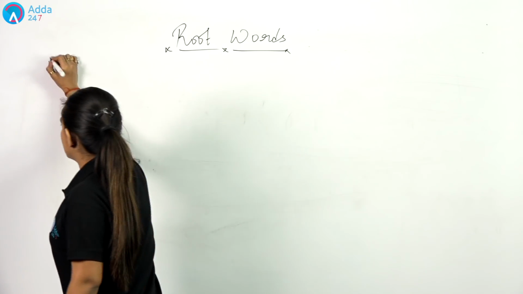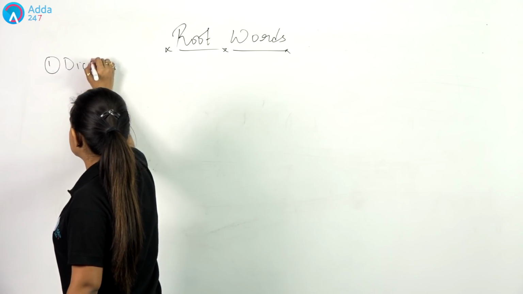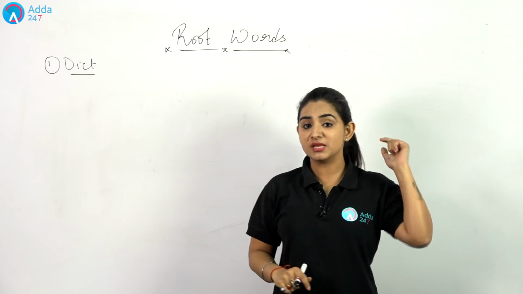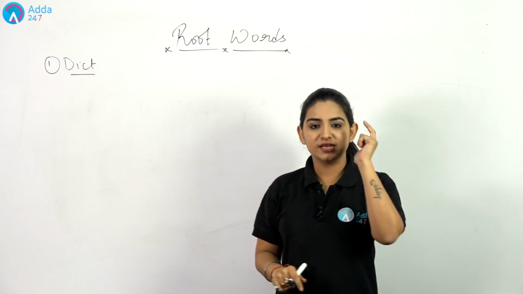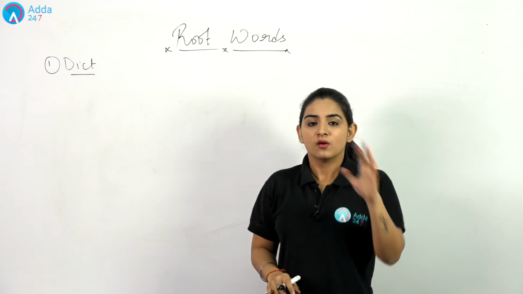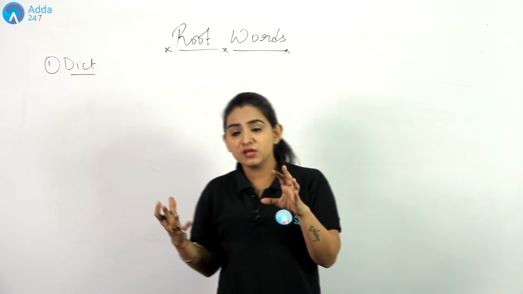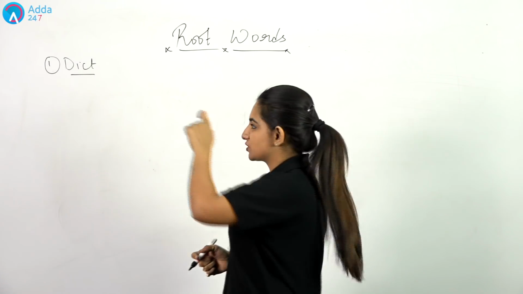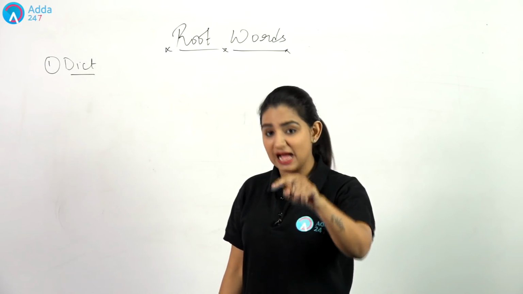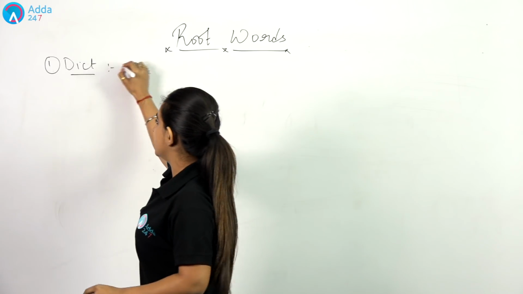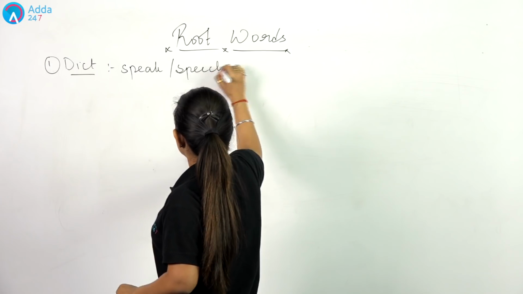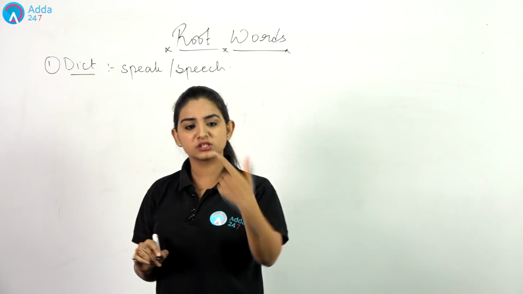So the first root word for today is DICT. If you have watched the previous video, you must be knowing the meaning of this root word. Why? Because when I was explaining the meaning of contra or counter, we had a word that was related to this, right? So dict actually means something related to speak or speech. Something related to speak or speech, right?